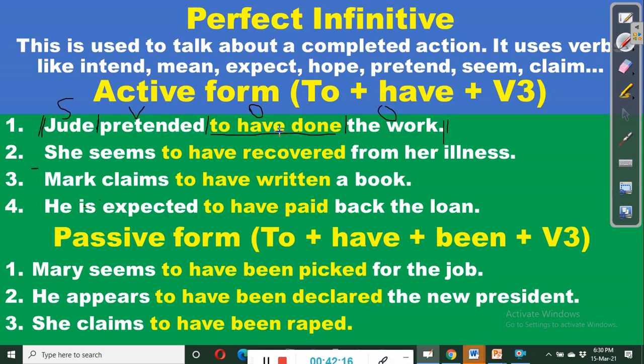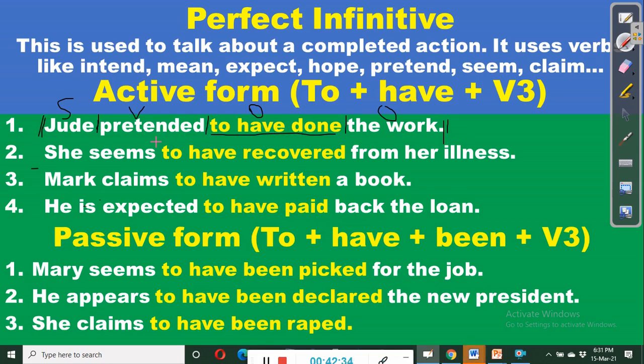Again, how do we know this is functioning as a noun? It answers the question what. If we say Jude pretended and we put a dash here, you will ask a question naturally. Jude pretended what?